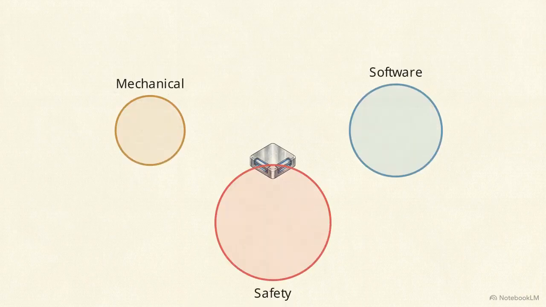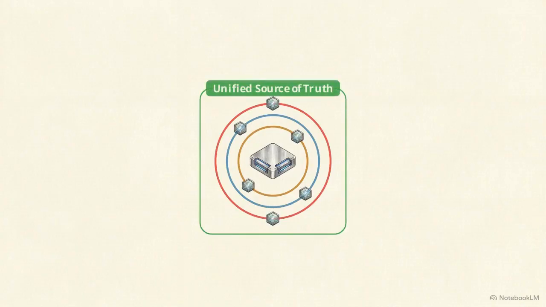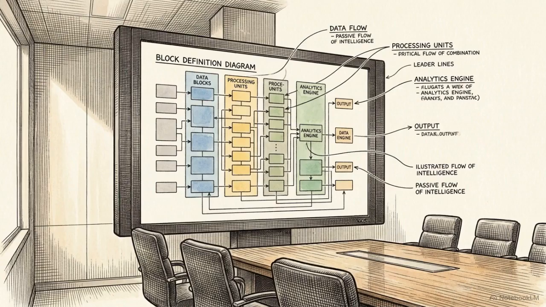By using formal architecture languages like SysML, MBSE platforms create a unified source of truth. Mechanical, software, and safety teams can finally align on interfaces and constraints within a single shared environment. But these systems have a limitation. They are purely descriptive. They map what the system is, but they do not actively execute the design.